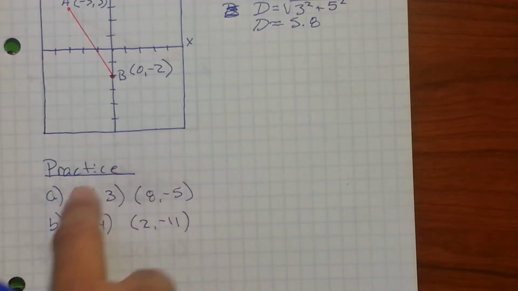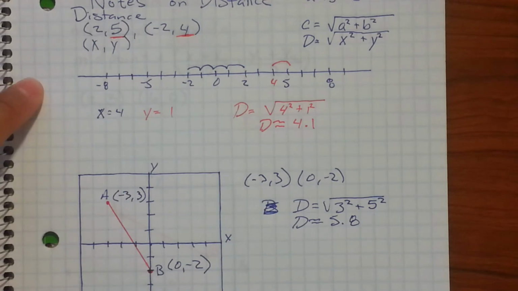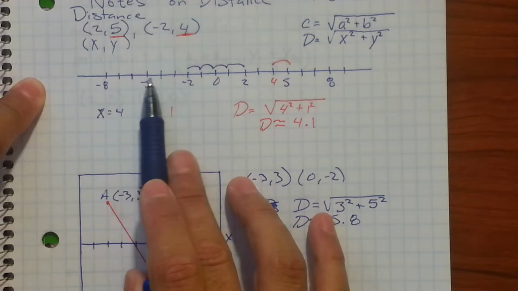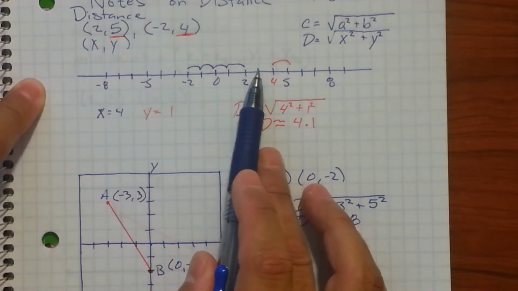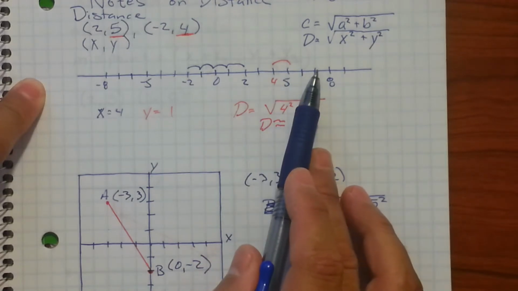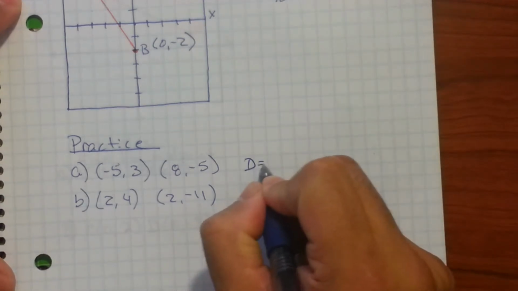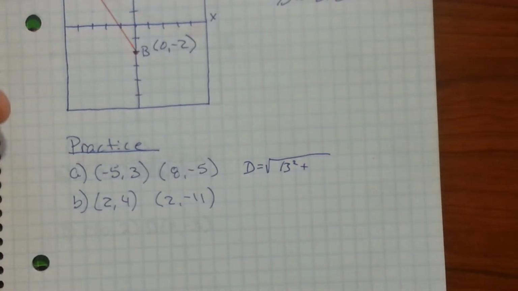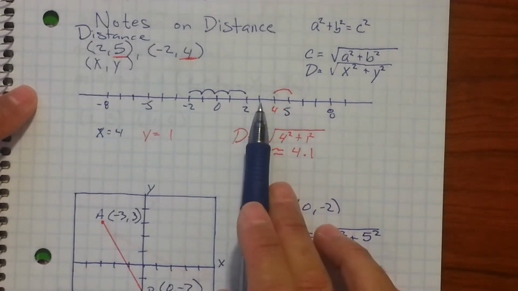So we're going to try and find the distance in between negative 5 and positive 8. Negative 5 is here, positive 8 is way over here. So it's going to be from here 1, 2, 3, 4, 5, 6, 7, 8, 9, 10, 11, 12, 13. So right here I get d is equal to the square root of 13 squared plus, now next one's going to be 3 and negative 5. Positive 3 and negative 5.